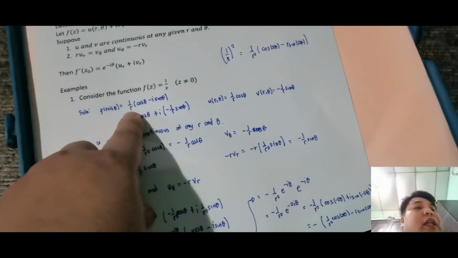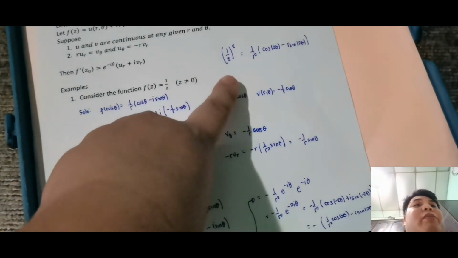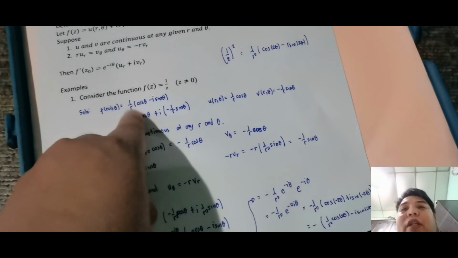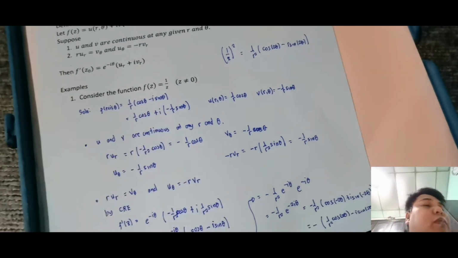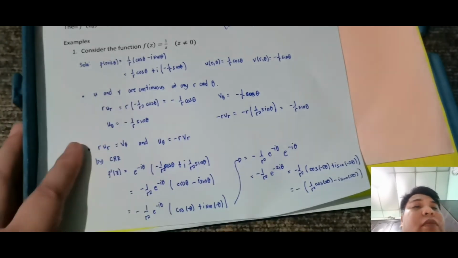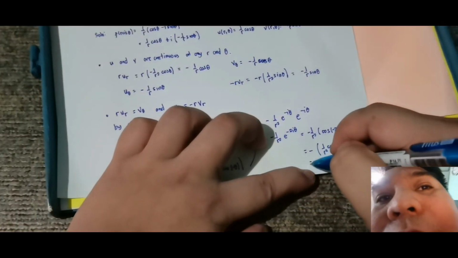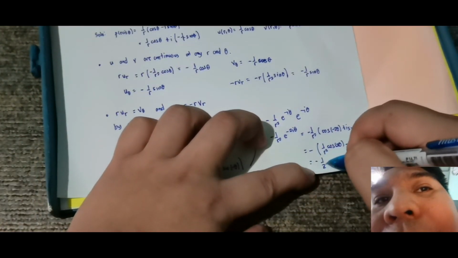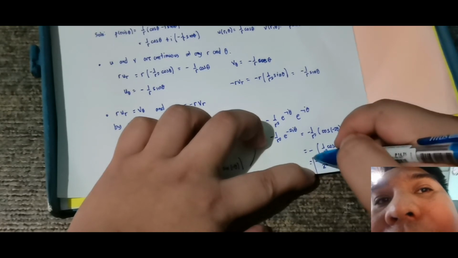Dito yun, by De Moivre's theorem. Ang sabi ng De Moivre's theorem, yung ating modulus i-raise ko sa 2, tapos yung theta sa loob, i-multiply ko sa 2. Tama? So ayun ang nangyari. Therefore, ito ay 1 over z squared. So this is equivalent sa negative 1 over z squared. And this is the answer.